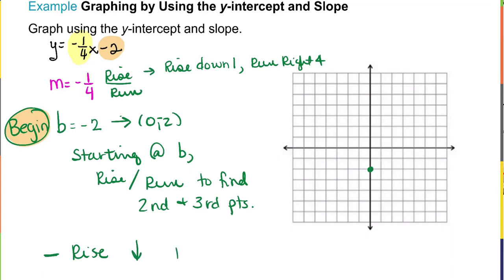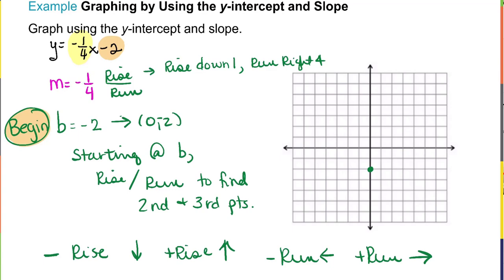If the rise is positive, we're going to go up. If the run is negative, we're going to go left. If the run is positive, we're going to go right. So when I have negative 1/4, I can let the negative apply to the 1, and so I'll rise down 1 and then I'll run right 4.